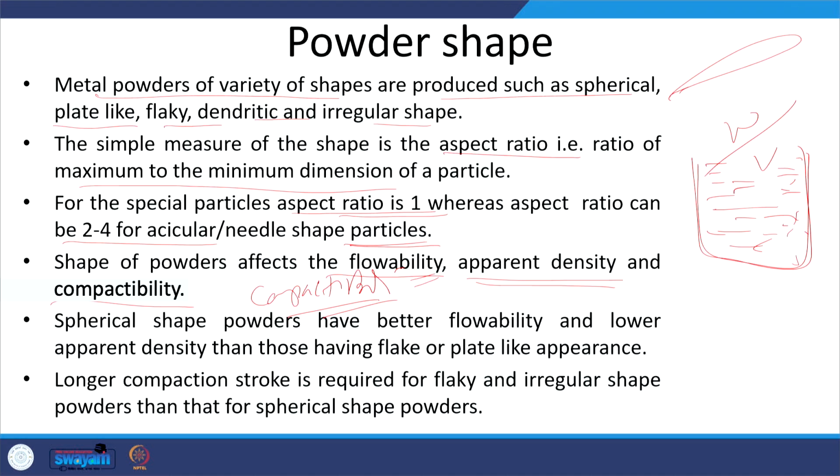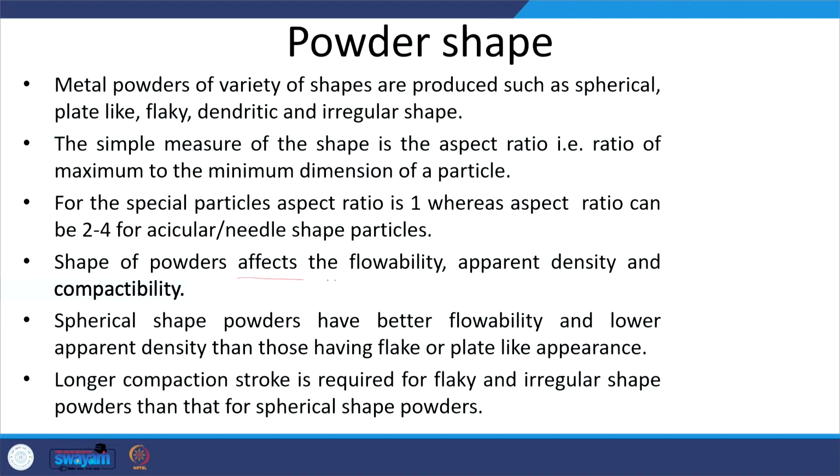When the powder particles are of irregular or dendritic shape, the flowability will be very low because of higher interparticle friction. But if we have spherical powder particles, the interparticle friction will be less and flowability will be better. The apparent density will be lower, so compactability will also be better. So the powder particle shape affects flowability, apparent density and compactability. Spherical powders offer better flowability and lower apparent density compared to those with a higher aspect ratio, like flake and plate-like appearances.